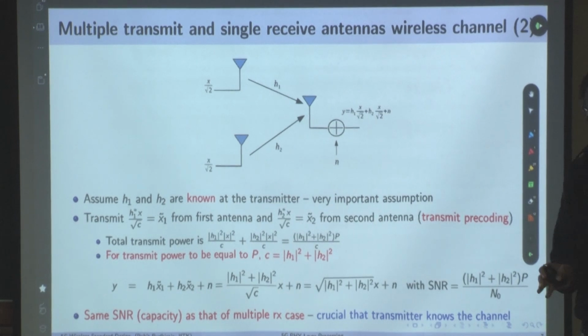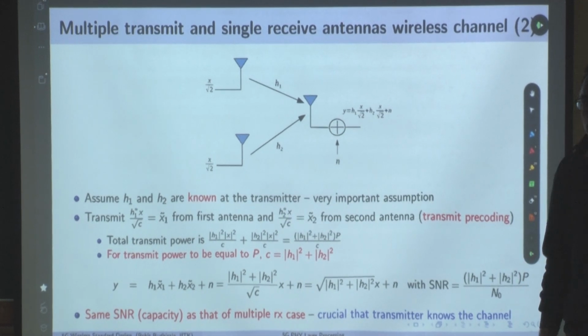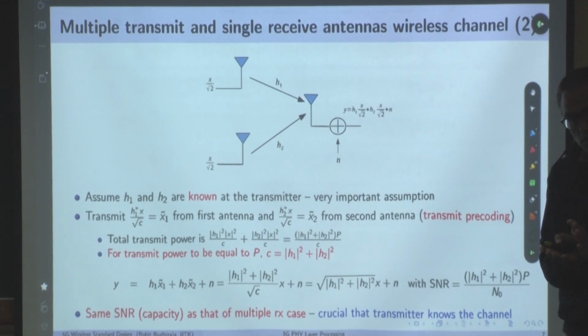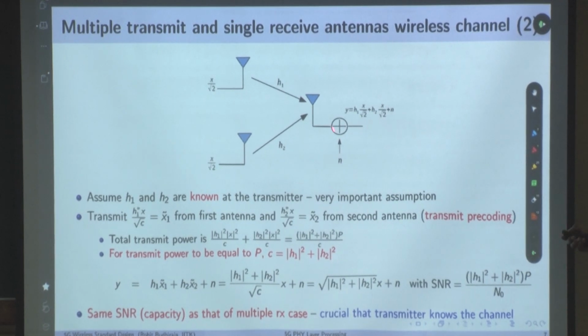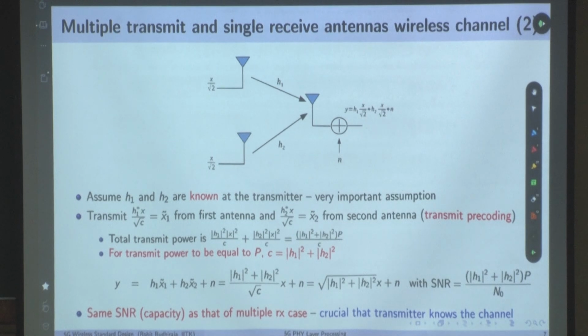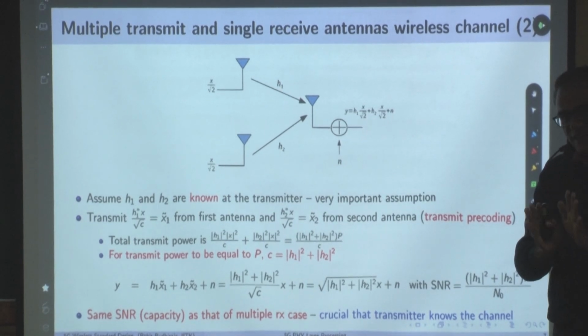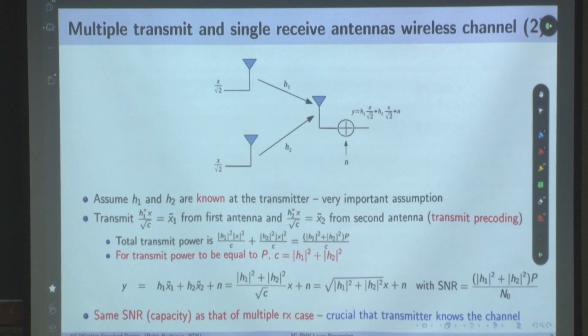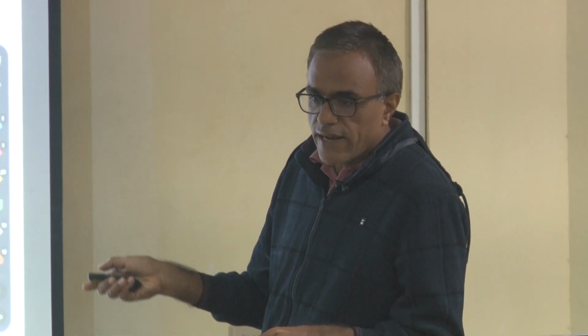So, the key point here is, it does not matter whether you have multiple transmit antennas or multiple receive antennas, provided receiver and transmitter have the channel information, you are going to get exactly the same capacity. This simple example is crucial for downlink, because the base station has multiple transmit antennas.